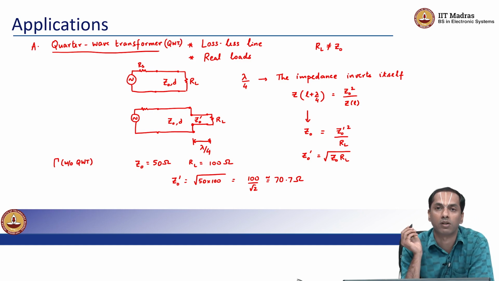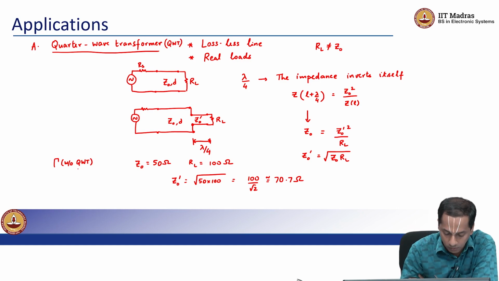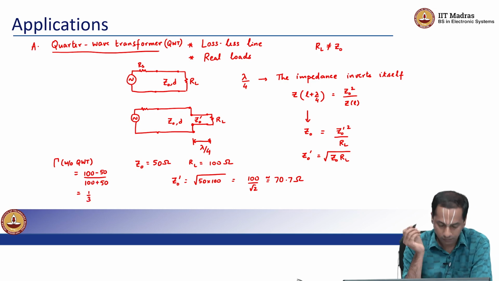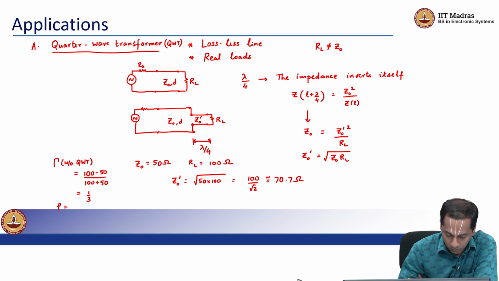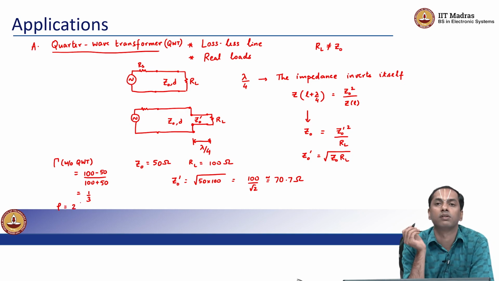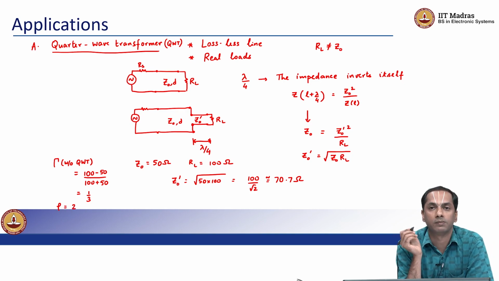QWT stands for quarter wave transformer. So the reflection coefficient without the quarter wave transformer would have been (100 minus 50) by (100 plus 50), right. So this is 1/3, and the voltage standing wave ratio would have been 2, right. So the maximum to minimum voltage would be a factor of 2.